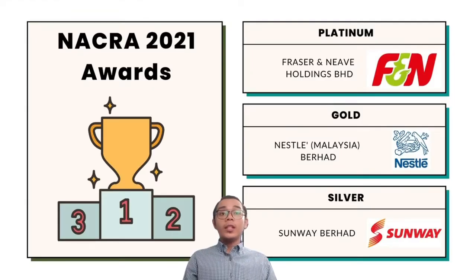Before we go to the details about the 8 content elements, I will show you which companies have won special awards from NACRA for the Best Sustainability Report Company 2021. FNN got platinum, Nestle got gold, and Sunweber had silver. All the examples for the explanations that we give on the 8 content elements are from a company that was acknowledged as a best company in previous years, which is TM Axiata.